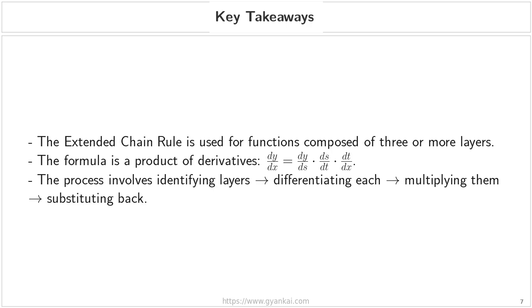Thirdly, let's recap the workflow we used in our worked example. The process is a systematic sequence. You start by identifying the layers from the outside in, then you differentiate each layer individually, multiply those derivatives together, and finally, perform back substitution to ensure your final answer is expressed in terms of the original variable.